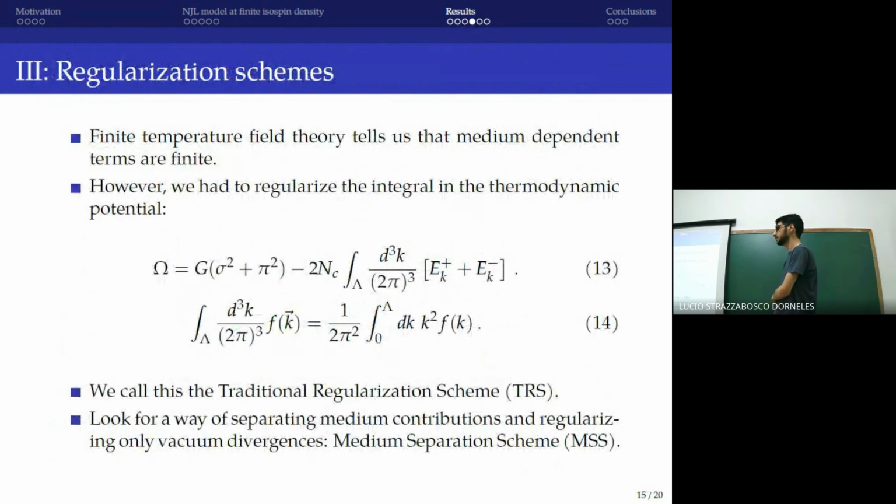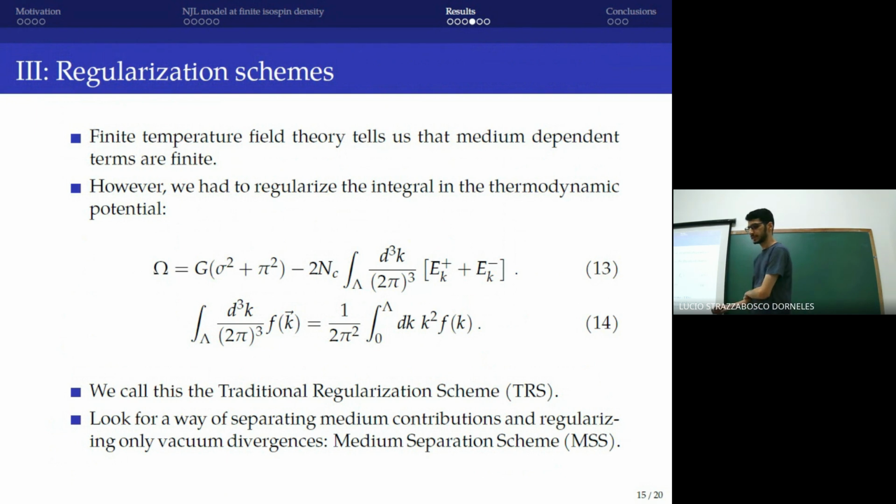And another thing we can study is that if you study finite temperature field theory, you see that all temperature-dependent terms or medium-dependent terms are finite. But we had a potential like this, and these integrals are divergent. What we did was simply take a cutoff here. It's a parameter of your model to fit. But by doing this, you are cutting medium contributions. Remember that these terms, these energies, have a chemical potential inside. And this is called the traditional regularization scheme.